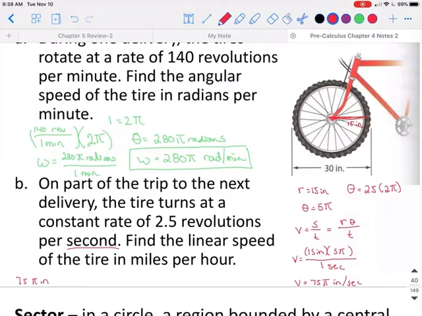If we write that in miles per hour, we're going to have to convert these units. So we have 75 pi inches every 1 second, and we need to convert this to miles per hour. We know that there are 12 inches in every 1 foot, and 5,280 feet in every 1 mile. Since seconds is on bottom, seconds are going to go on top, and there's 60 seconds in 1 minute. And because minutes is on bottom, minutes have to go on top. There are 60 minutes in every 1 hour.